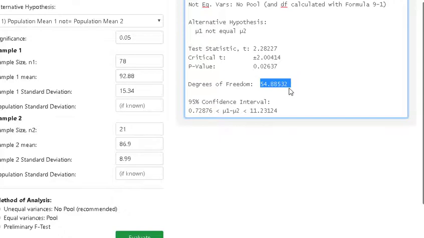Typically, when I taught this class, I made it easy for my students. I said, all right, your degrees of freedom is going to be the smaller of n1 minus 1 or n2 minus 1. Since clearly it's not 77 or 21 or 20 for your degrees of freedom, they're obviously using the approximation. That's a lot of work. We're going to make our life a little bit easier.